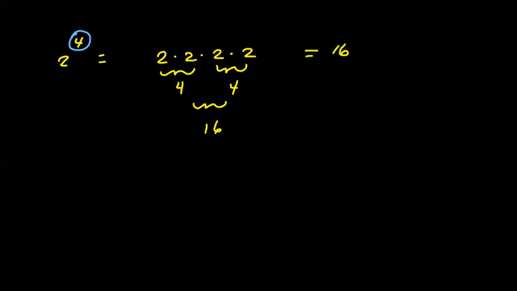Here's another way you could have done this, right? You could have said 2 times 2 is 4. 4 times 2 is 8. 8 times 2 is 16. Either way, the answer is 16. 2 to the 4th power is equal to 16.